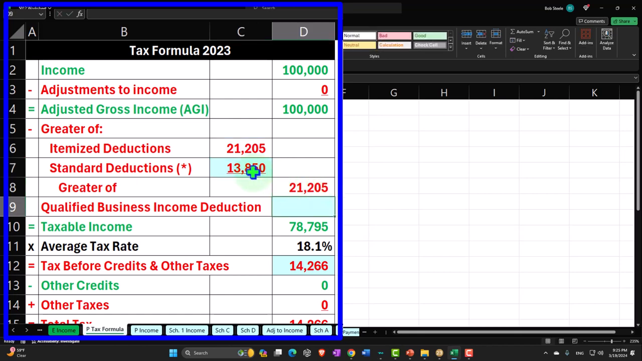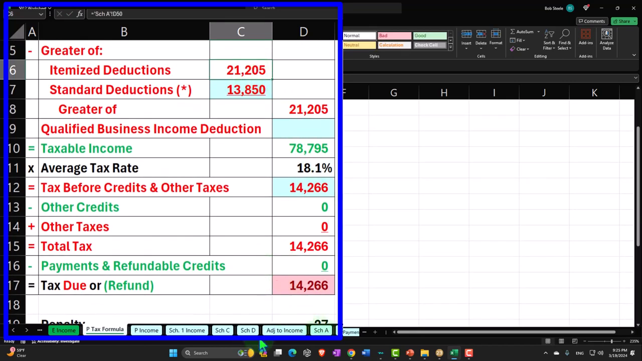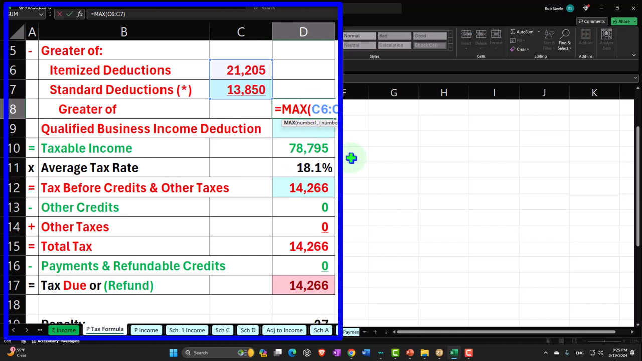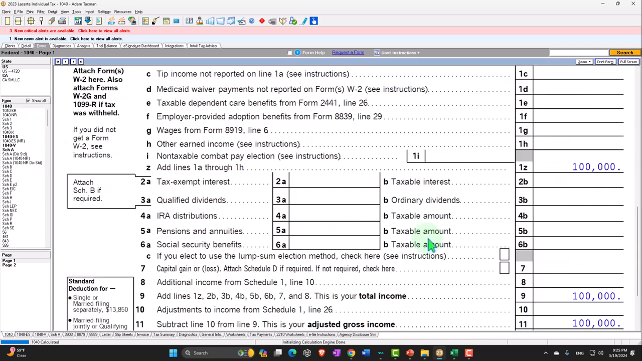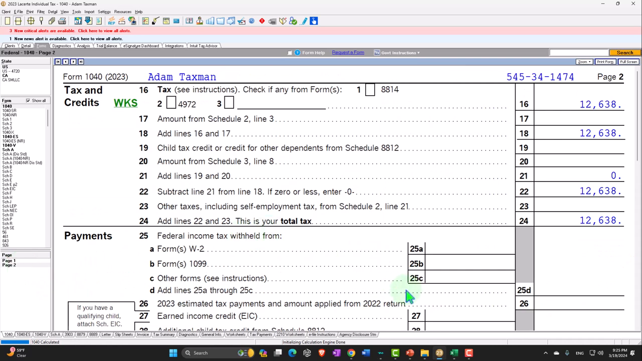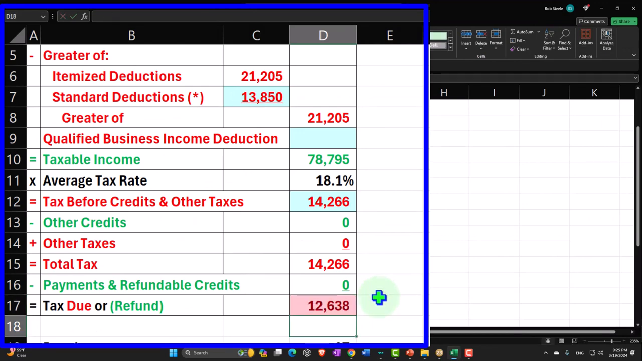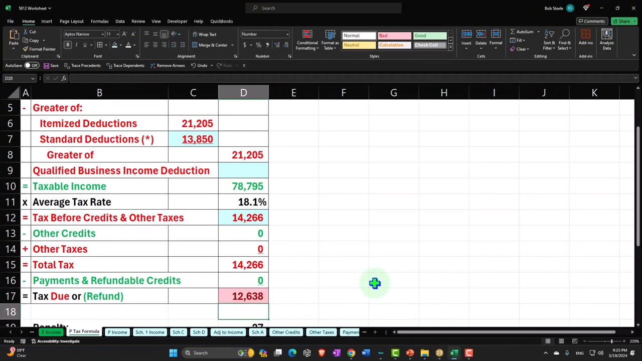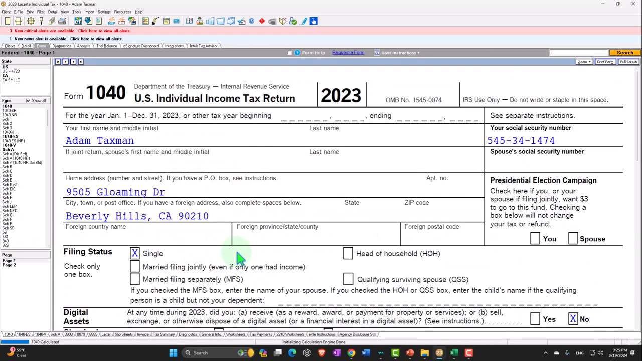So we can see here in our worksheet, the standard deduction, single filer's coming from there. Itemized deductions pulling from here, taking the greater of the two then. In this case it is the standard, which gives us the taxable income, 78,795. So we go back onto page one. Is that what we have here? 78,795. Yes, indeed it is. Page 2, 12,638. And so there we have it. So that's the general overview of the itemized deductions.